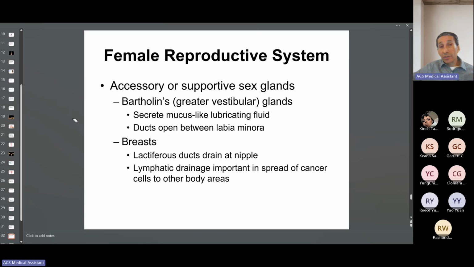That's one indication also sometimes when you start having changes in your breast that you might be worried about being pregnant. So that's basically it. So these are the accessory glands, the Bartholin's glands and the breast.